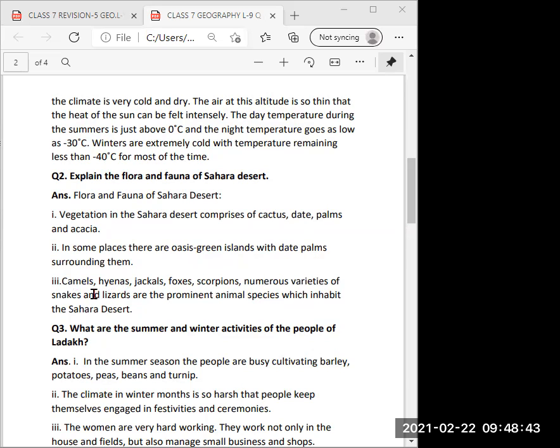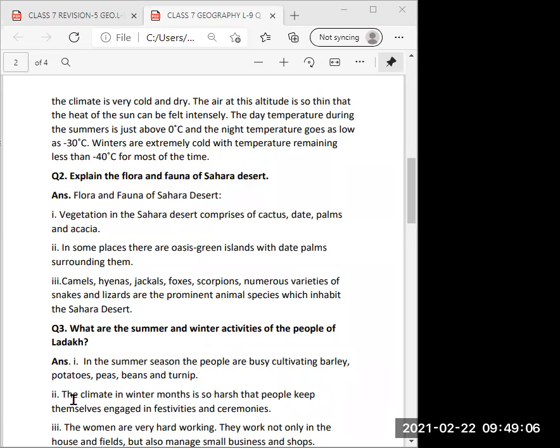Clear? First point you have to write down is about what type of plants are there: date palm, acacia, cactus. Second, you will write down about oasis. Some places oasis is there, that is green island. And what type of trees? Date palm. Clear? Both the points.